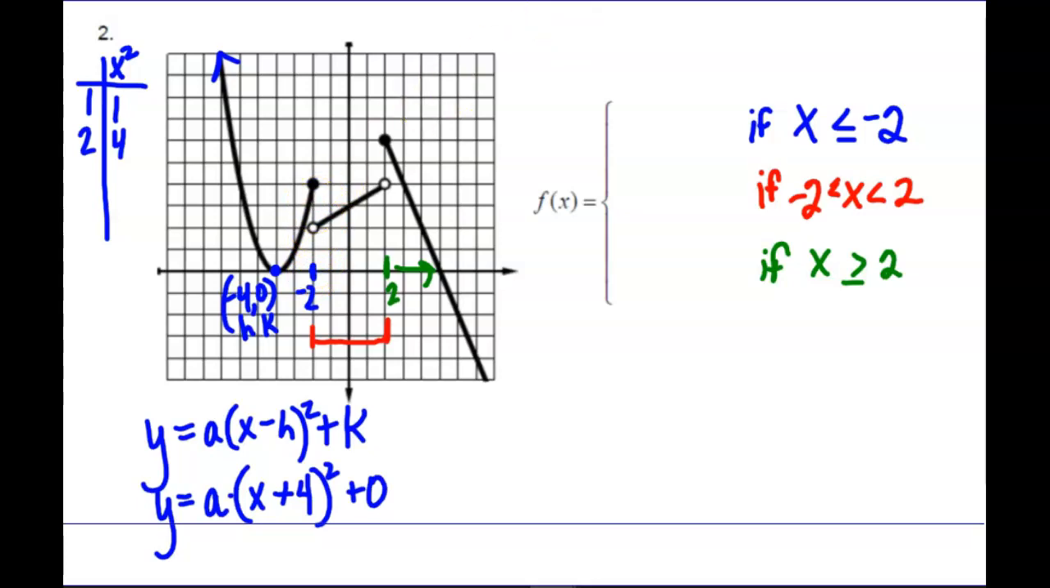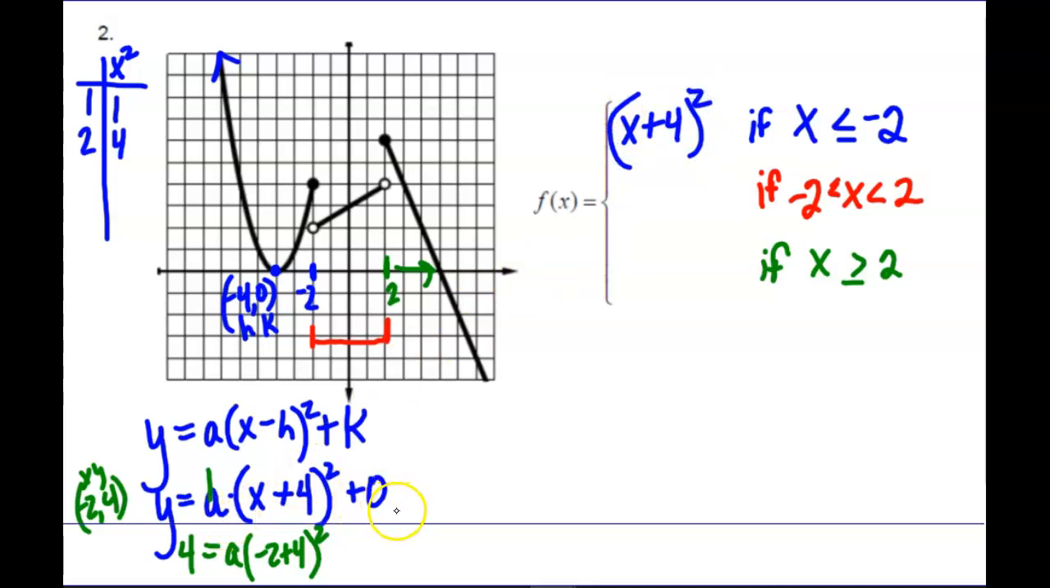The other way you would have to do that is you would have to find a point, like -2, 4, and then you would put that in for your x and y. So you'd have 4 equals a times (-2 plus 4) squared. Well, -2 plus 4 is 2, squared is 4. You divide and you get a is 1. All right, so a is just 1. So back up here, I'm going to write (x plus 4) quantity squared, because that's all we had left. You can put a plus 0 on the back if you want.